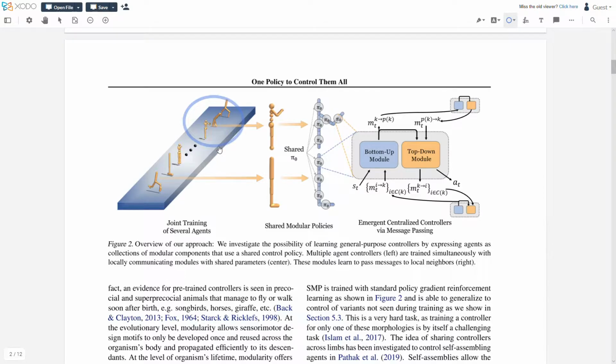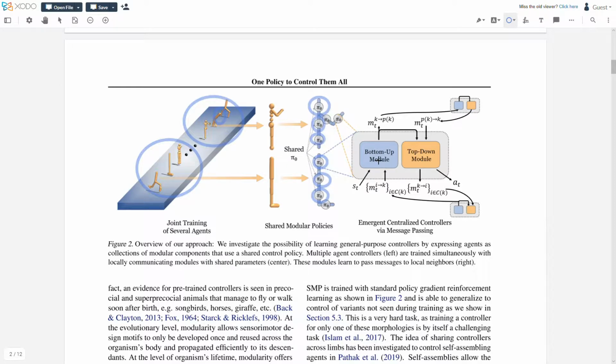Let's first take an overview of this approach. So imagine that we need to come up with some policy network for all those morphologies, all those robots on the left. How can we do that? What this paper proposed is that we use one shared policy for each body part. So this is a body part. By doing this, we have one policy neural network for all those robots.